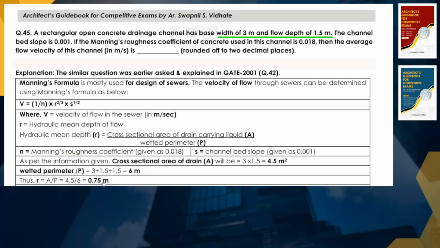So the value of R we got here is 0.75. We'll put all these values in this equation. We'll get the flow velocity in this channel.